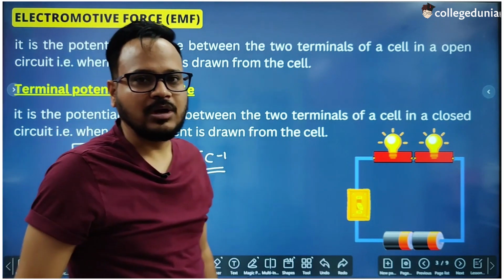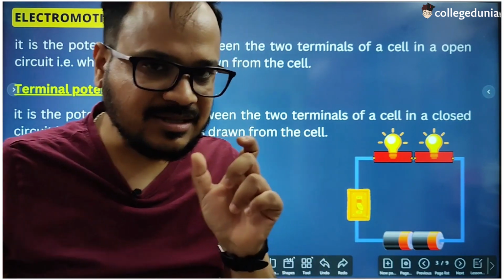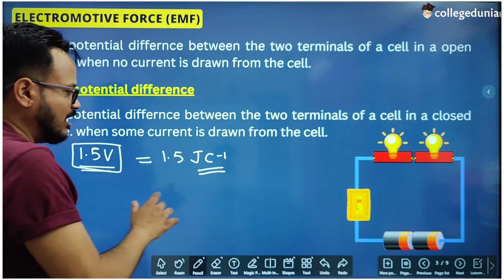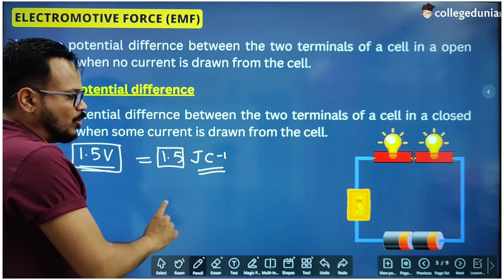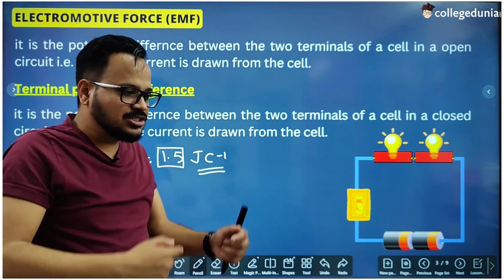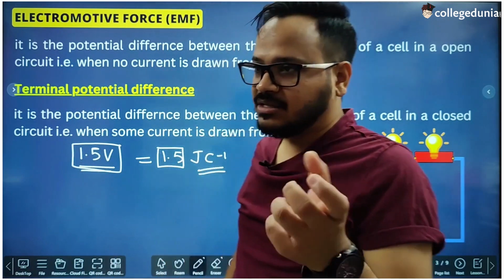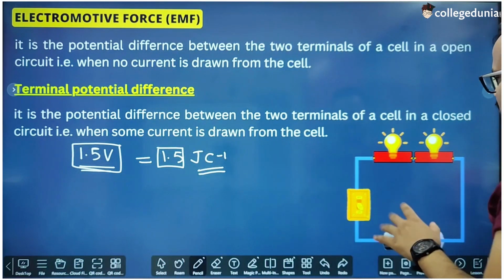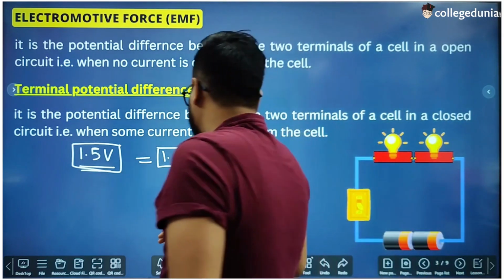1.5 joule per coulomb means that if you apply this cell in a circuit, then it is going to give an energy of 1.5 joule to a charge of 1 coulomb, and using that energy, the charge is going to move in the circuit, and that is what makes the current in the circuit, which is used to glow or run the objects which are connected in the circuit.